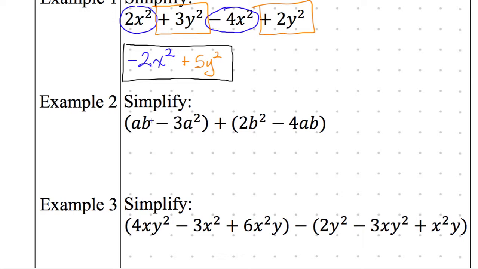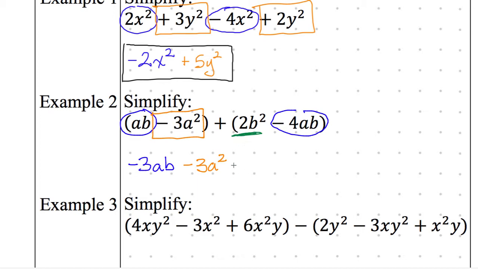So negative 3ab, so you have this ab right here, this ab right here, so there's a 1 and a negative 4 to get a negative 3ab. Okay, so far so good? Minus 3a squared, and that came from right here. And then finally, I'm going to underline the next one, plus 2b squared.